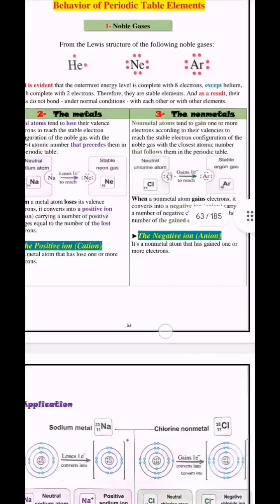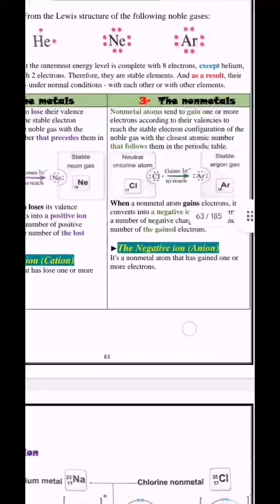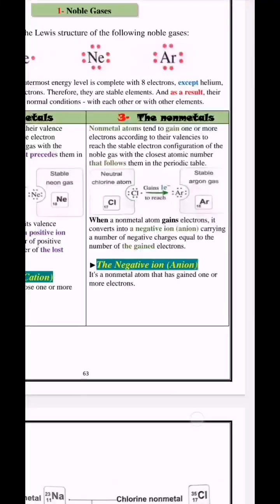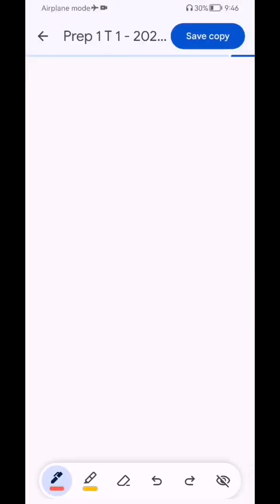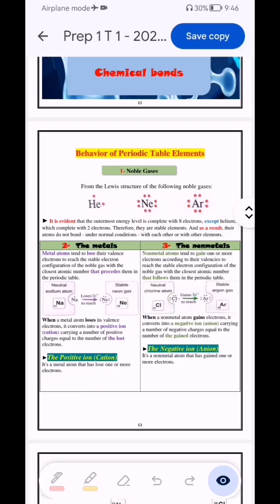Okay, now we will talk about the non-metal. We said non-metal, its outermost level contains 5 or 6 or 7 electrons. Will it lose 5 or 6 or 7? No, it will gain 3, 2, or 1 to complete the outermost level and reach 8. So the non-metal tends to gain one or more electrons to reach the electron configuration of the closest inert gas.